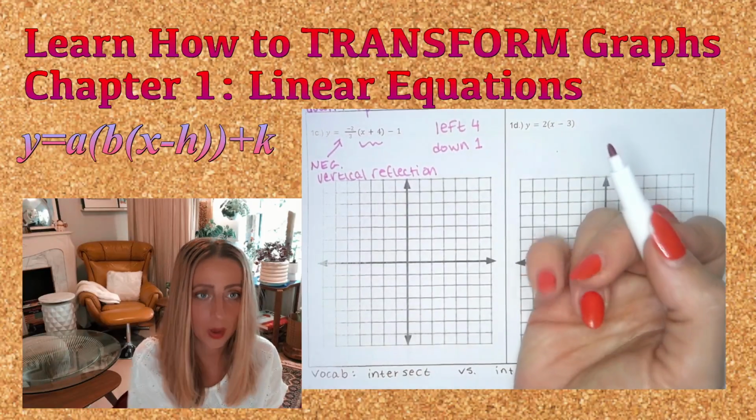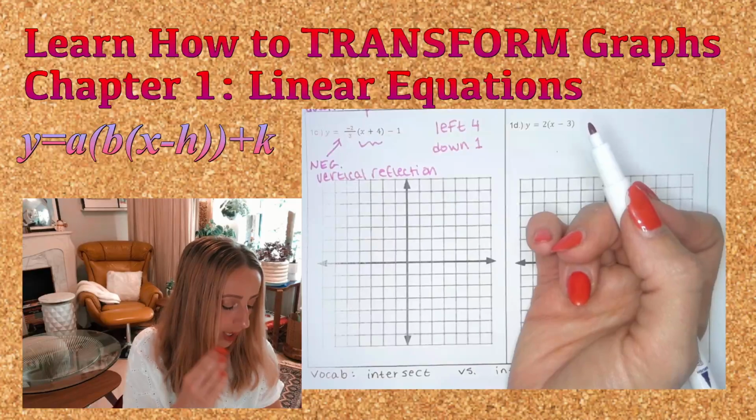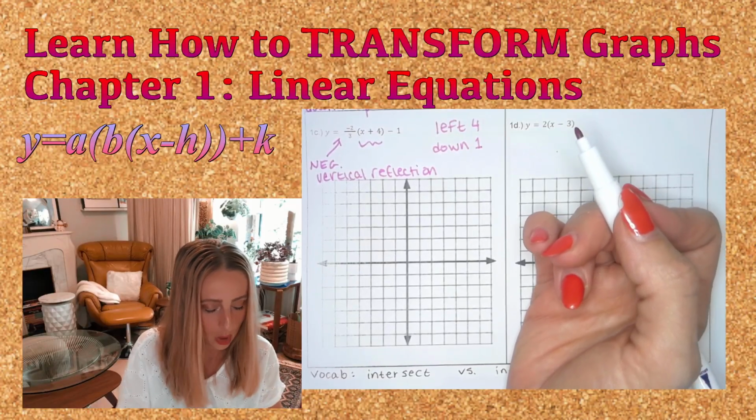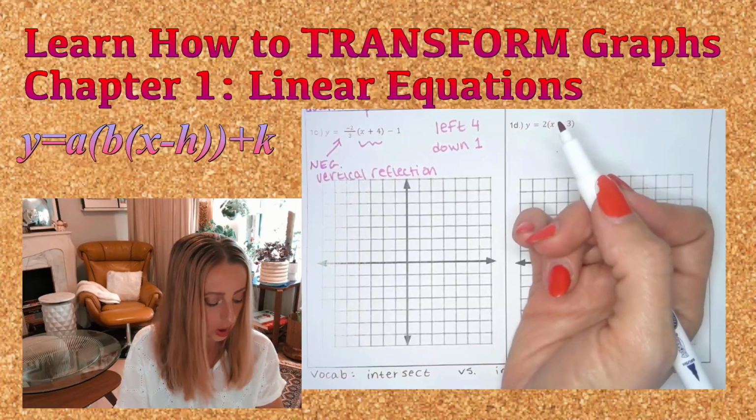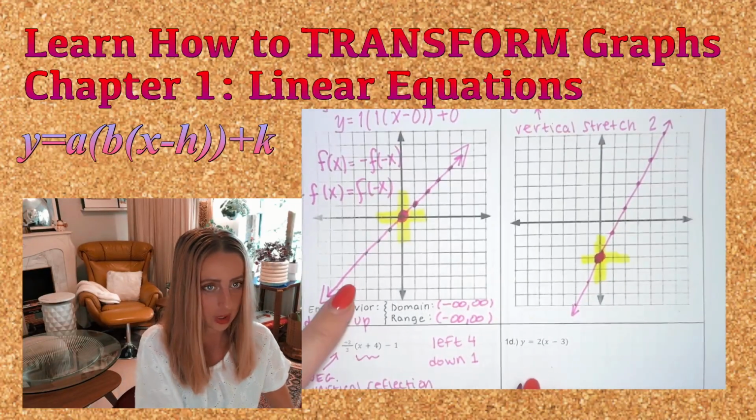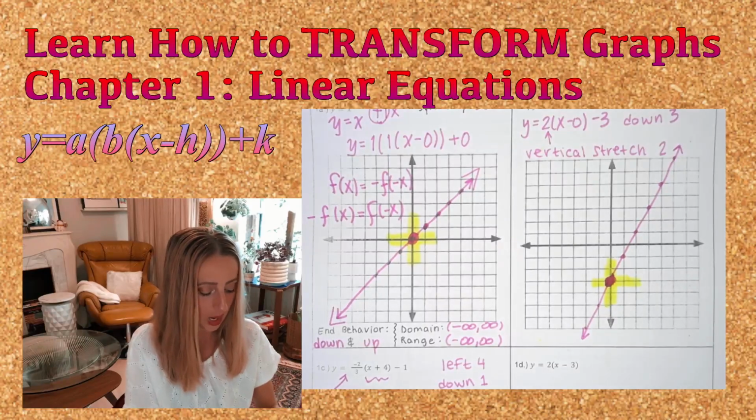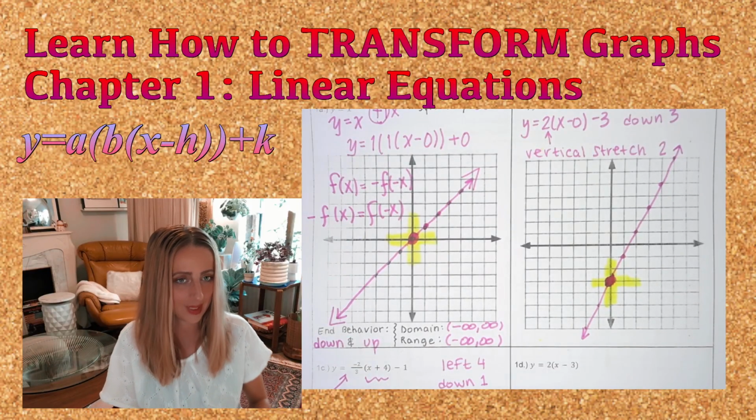Now this is annoying, but when you have a vertical reflection on an odd function, it looks exactly the same as a horizontal reflection on an odd function. If I flip this graph right over here, if I flip it up down, I will get the exact same picture as if I flipped it left right.